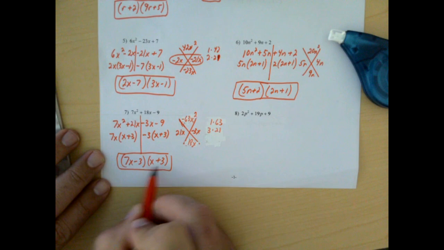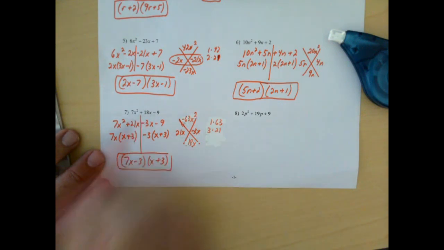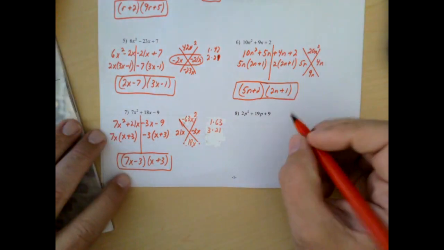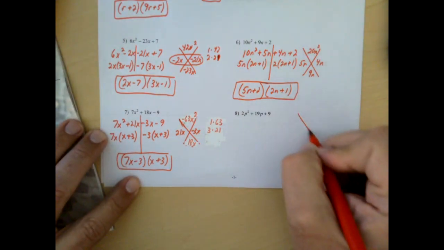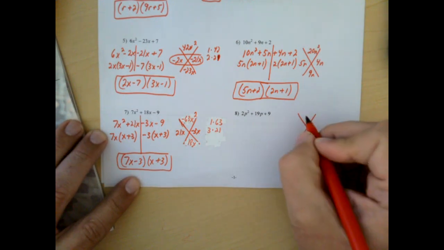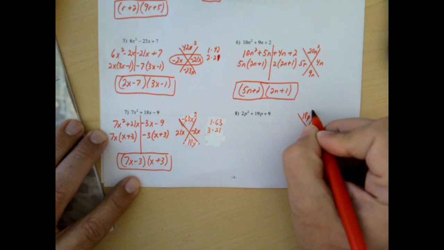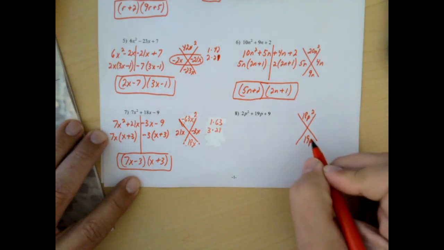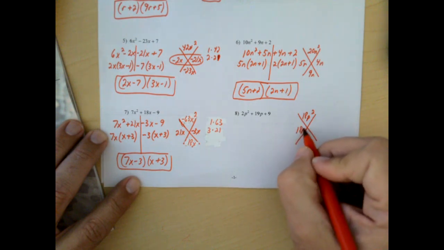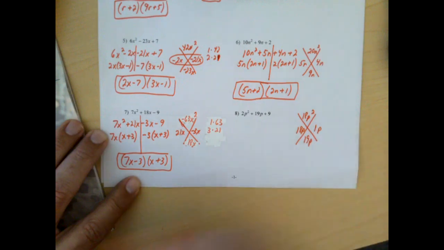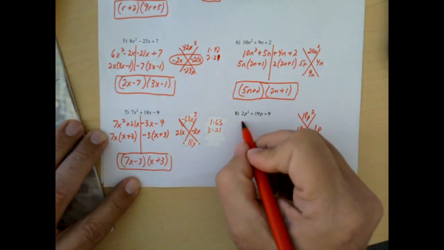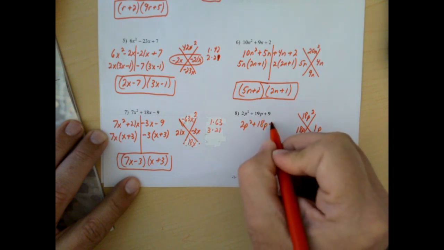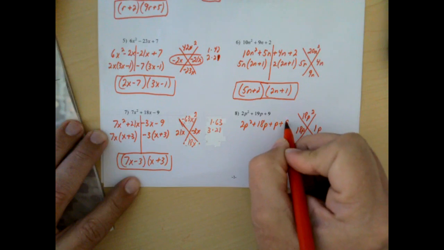There's your 21x, there's your negative 3x. It agrees with the 18x. Okay, and then this last one on this page, this one's pretty easy. 2 times 9 is 18, so I'm going to have an 18p squared. Really easy to find the combination that's going to add up to 19. It's going to be 18p and 1p. Okay, so 2p squared plus 18p plus 1p plus 9.